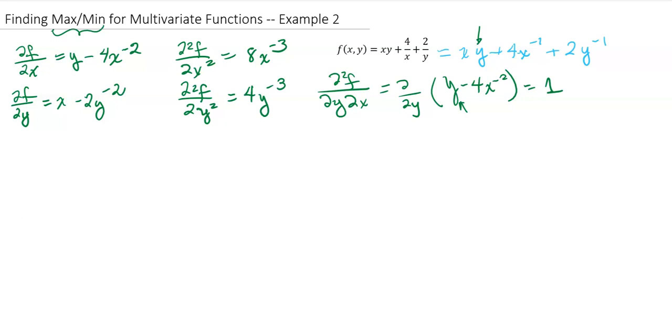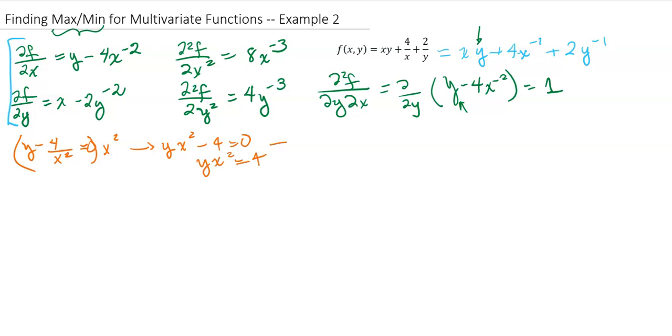For that, we will be using just the first partials, and we'll be setting them equal to 0 and solving it. So I have y minus 4 over x squared equals 0. Now I convert my negative exponents into fractions because for myself, it's easier to solve. I can multiply by x squared to get rid of the denominators. This gives me yx squared minus 4 equals 0. So I get yx squared equals 4. And solving for the easiest one, I would have that y is equal to 4 over x squared.